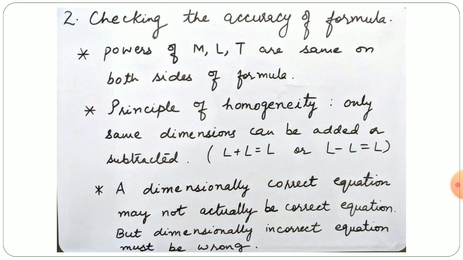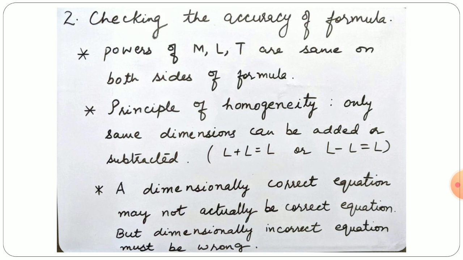So if we add dimensions of the same quantity, that is length plus length, we will get the same dimensions of length only. For example, you travel a distance of 5 meter, then you again travel a distance of 7 meter. So in total you have traveled 12 meter. So the dimensions remain the same. So L plus L should give you L. Similarly, L minus L will also give you L. This is very important to understand.